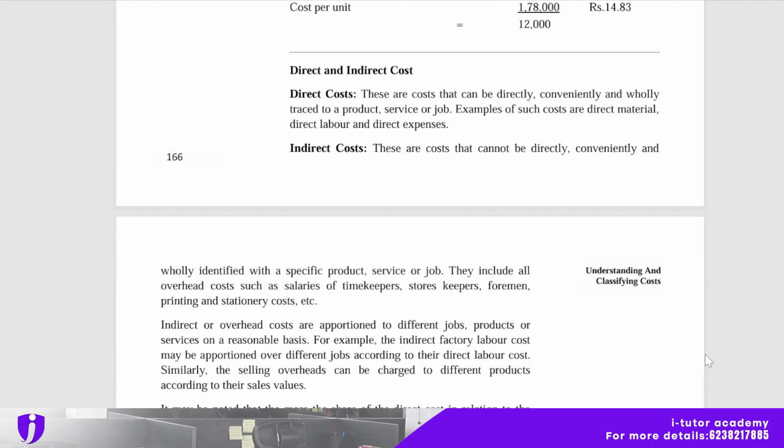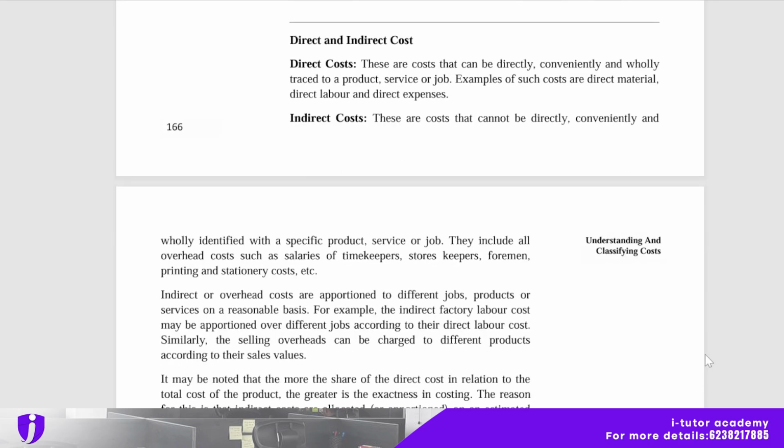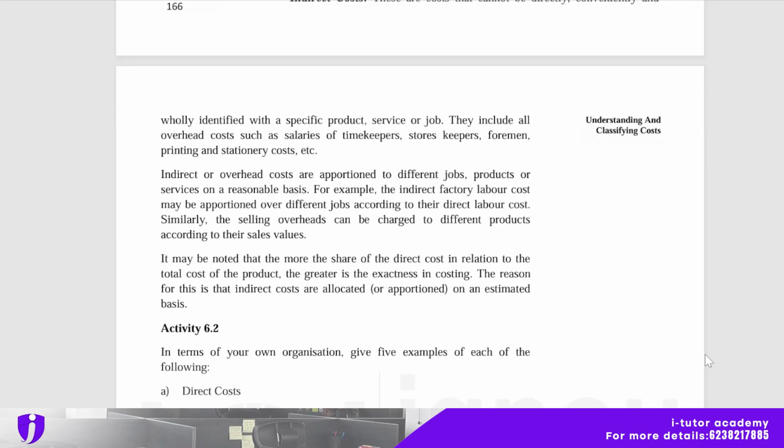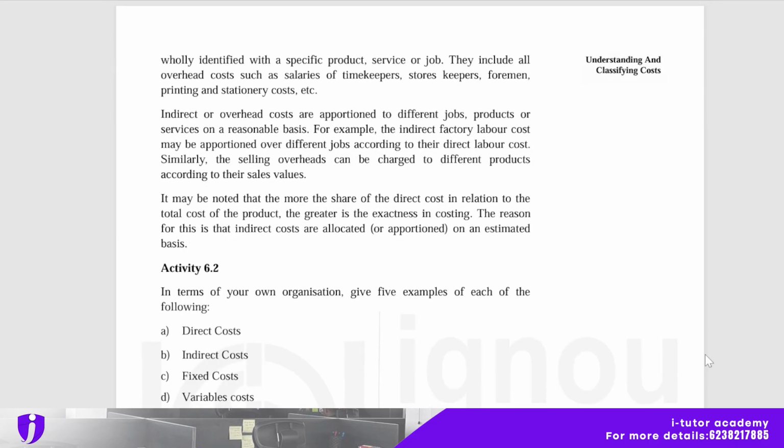And direct and indirect cost. Direct cost is the cost that can be directly, conveniently and wholly traced to a product, service or job. Examples of such costs are direct material, direct labor and direct expenses. Indirect costs are costs that cannot be directly or conveniently and wholly identified with a specific product, service or job. They include all overhead costs such as salaries of timekeepers, storekeepers, foremen, printing and stationery costs, etc.